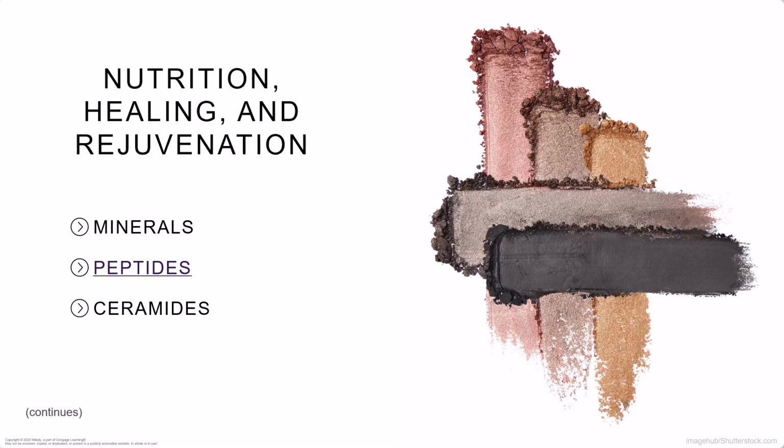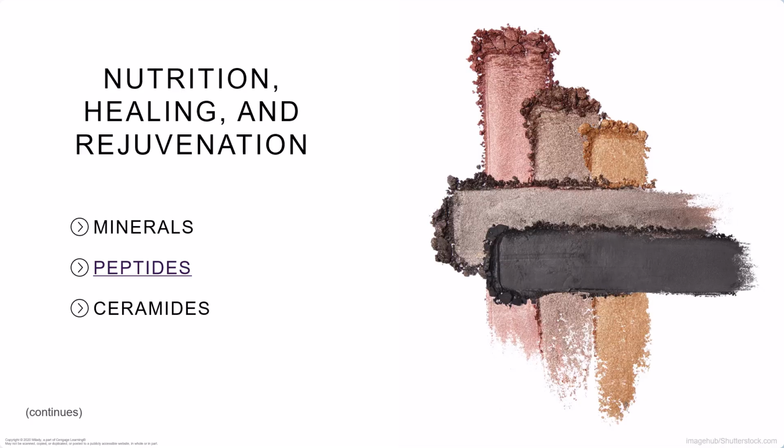Minerals are needed in the skin for optimal health and function. They also provide a therapeutic benefit when applied topically. Peptides are one of my personal favorite ingredients in general. They are short chains of amino acids, which are the building blocks of proteins. In skincare products, many peptide ingredients are used to help reinforce proteins naturally occurring in the skin.